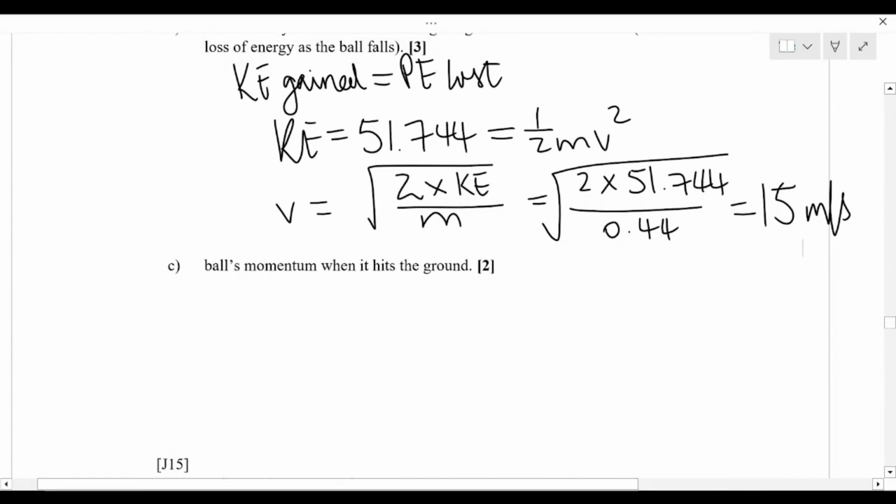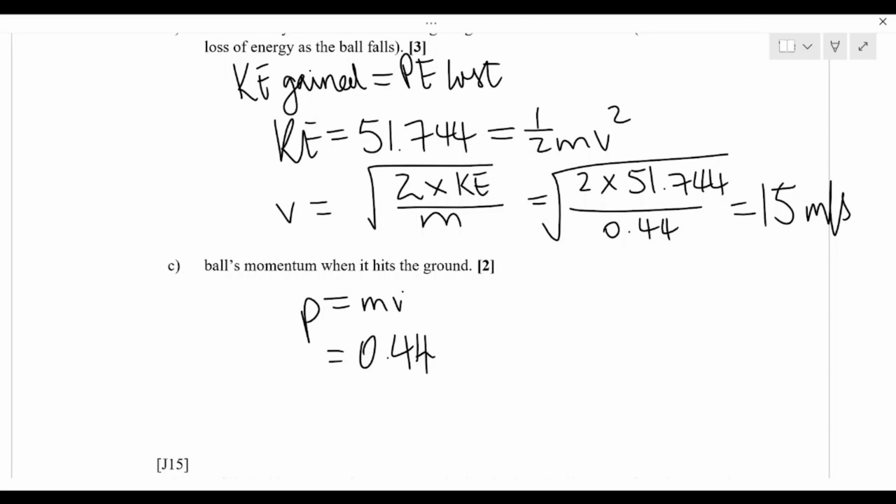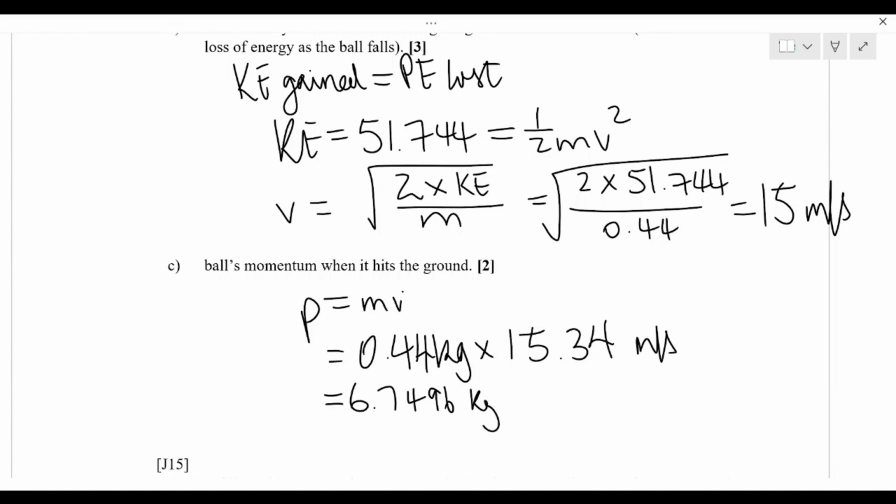Finally, calculate the ball's momentum when it hits the ground. Momentum is equal to mass times velocity. Its mass is 0.44 kilograms. Again, we use a precise value for velocity, approximately 15.34. Which gives us 6.7496 kilogram meters per second. To two significant figures, 6.7 kilogram meters per second.